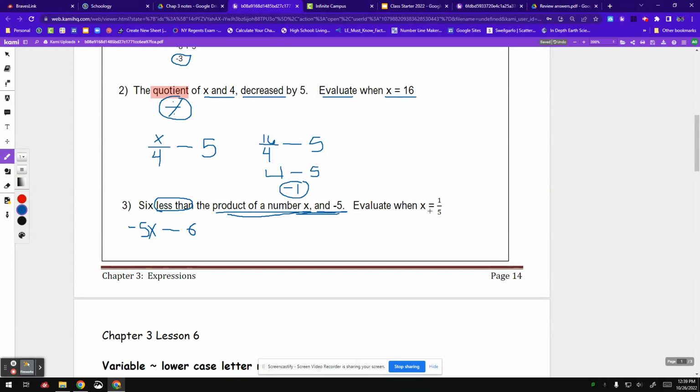I think it does. Now we're going to evaluate when x is 1/5. Sorry. So I'm going to plug in -5 times 1/5. Look how fun math is. It's just like fireworks everywhere. -6. Put this over 1. Think about this, guys. We've got a 5 in the numerator, a 5 in the denominator. They're going to cancel or cross divide. We're going to get -1 minus 6.